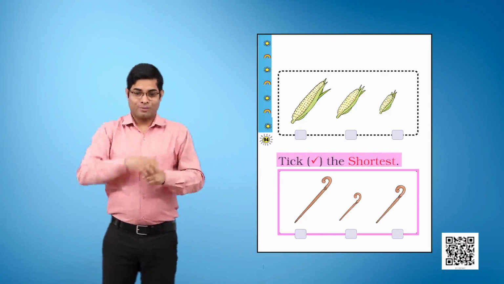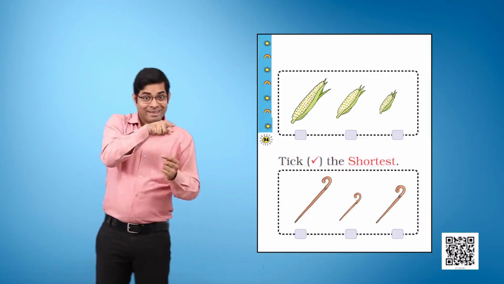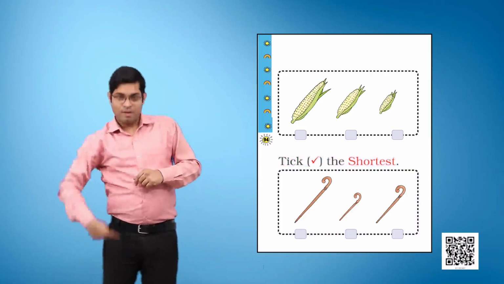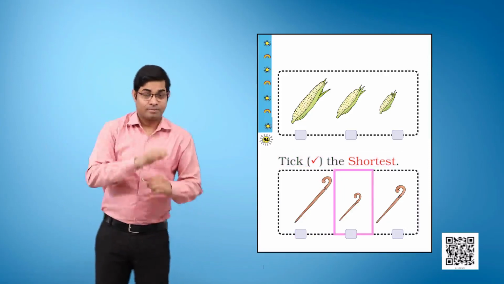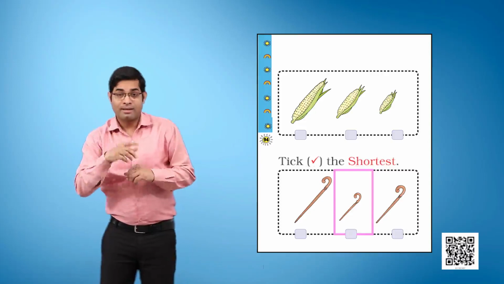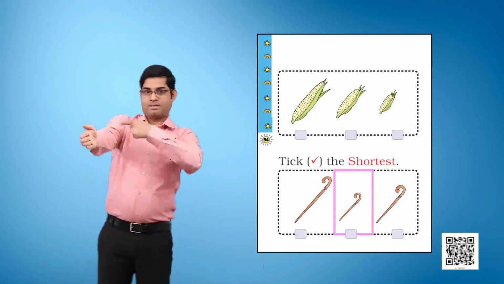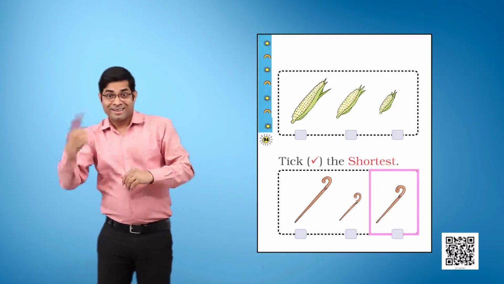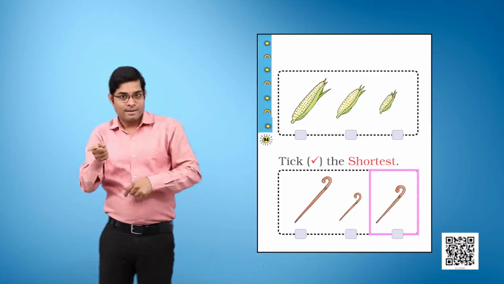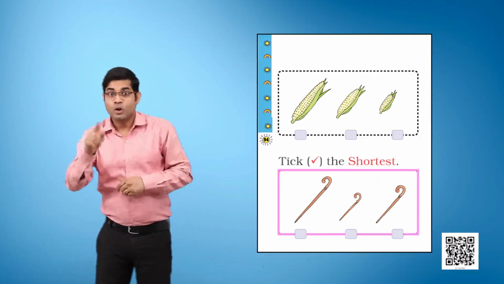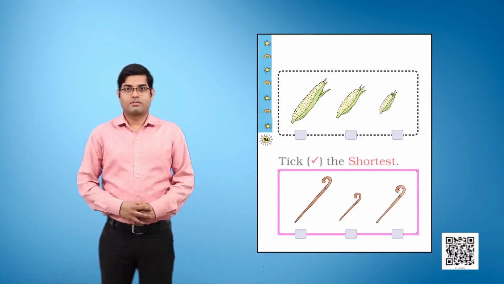Part 4 picture shows 3 sticks. Stick 1 is little longer than you. Stick 2 is as long as your arm. Stick 3 will reach your waist if kept on floor. You have to identify and tick the shortest stick.